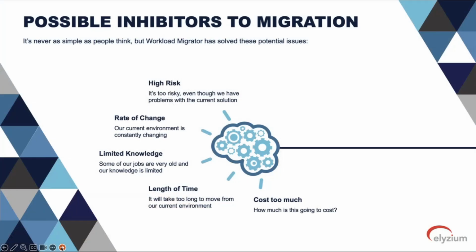Okay. So what are the considerations when thinking about a migration? What are the inhibitors that people think, oh God, we can't do this? These are the reasons why. First one is risk. It's too risky. Our environment's too big. It's too complex. It's too intertwined. How do we unbundle all this? How do we untangle all this? It's too risky.